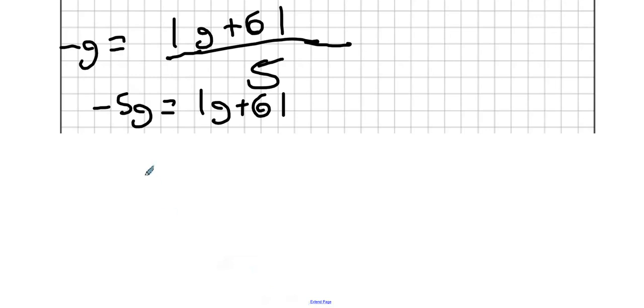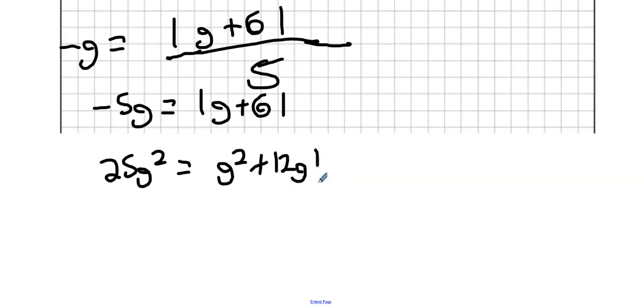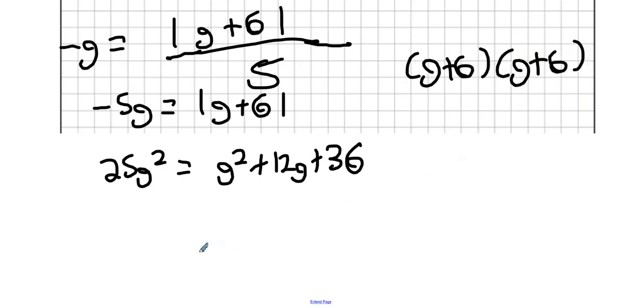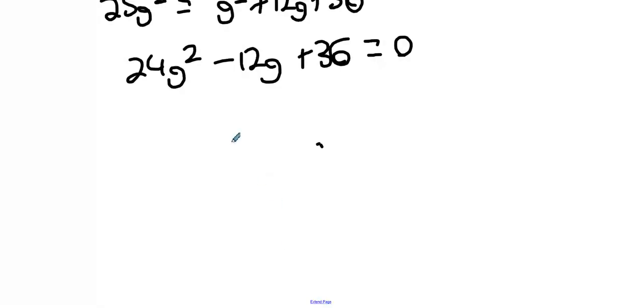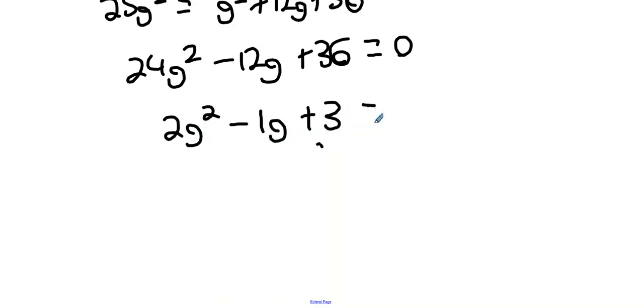Going to square both sides, going to get 25g squared equals g squared plus 12g plus 36. Those of you wondering what happened at home, I squared both sides. Then I'm going to get 24g squared minus 12g plus 36 equals 0. Go and divide both sides by 12. 2g squared minus 1g plus 3 equals 0.